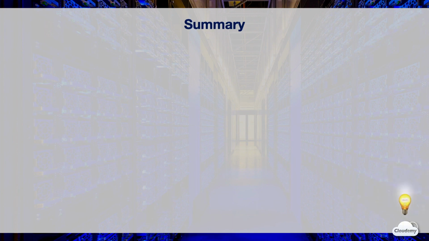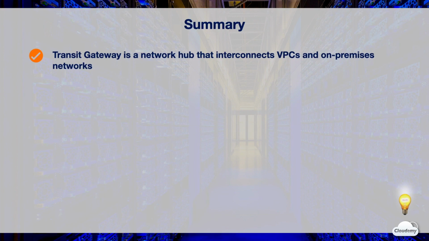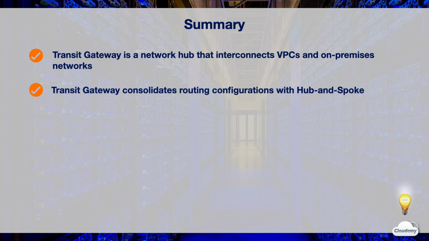In this episode, we've learned the AWS Transit Gateway. Transit Gateway is a network hub that interconnects VPCs and on-premises networks. Transit Gateway simplifies your network by acting as a central hub, where each new connection is only made once. Transit Gateway consolidates routing configurations for each network with a hub and spoke architecture. Each spoke network only needs to connect to the Transit Gateway to gain access to other connected networks.